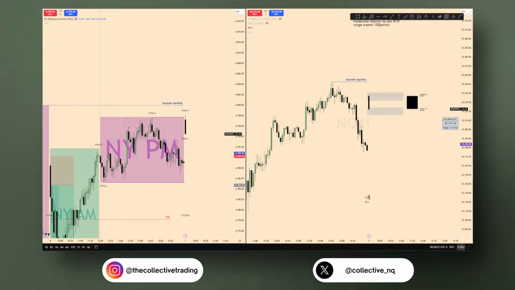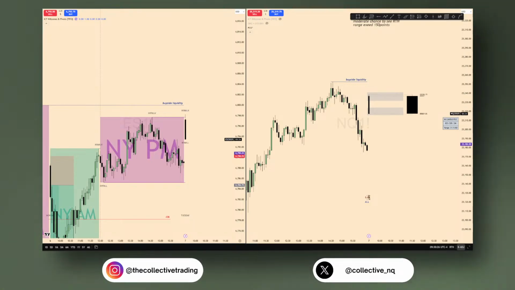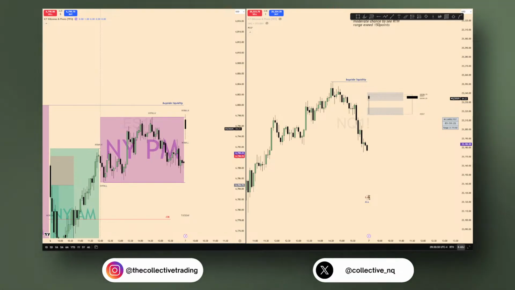So overnight, we traded to the equilibrium of yesterday's candle, actually pretty much to the tick. So we traded right to the previous day's equilibrium, formed SMT with London and Asia low, and then got an expansion move up into all-time highs. We do have an SMT with the previous day's high with YM at the moment.